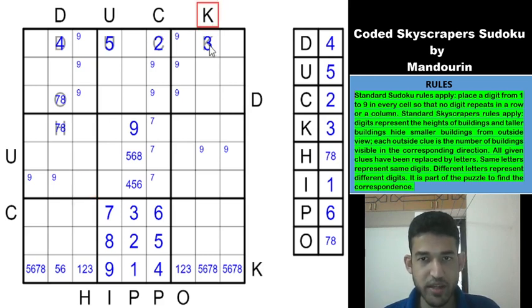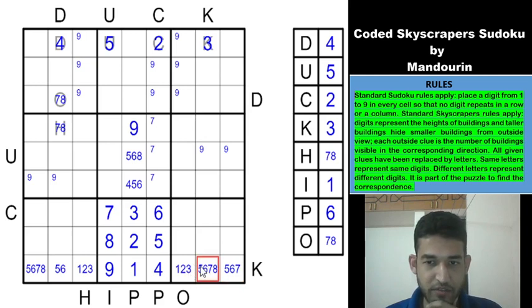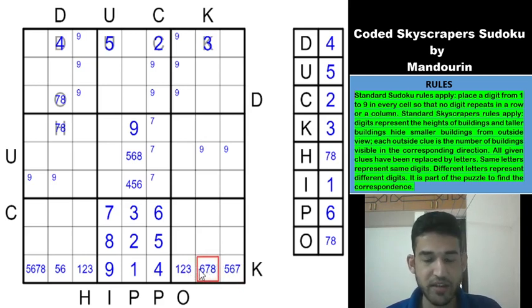Okay, we know that the 3 clue is 3 now, so this clue would have to be a 3, right? So this cell would obviously be higher than this, so that we see 3 buildings. So this cannot be an 8. Oops. 5, 6 and 7, and this cannot be a 5 because it would be hidden behind this clue then. So this would be 6, 7 and 8.